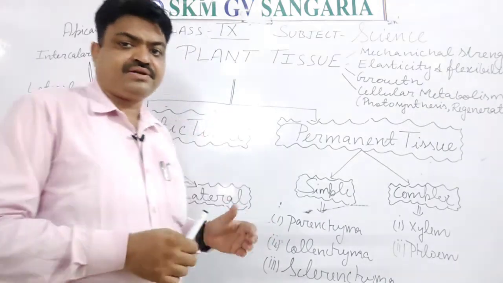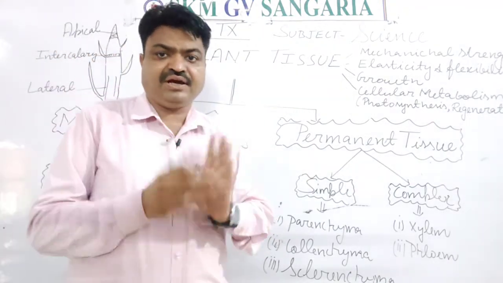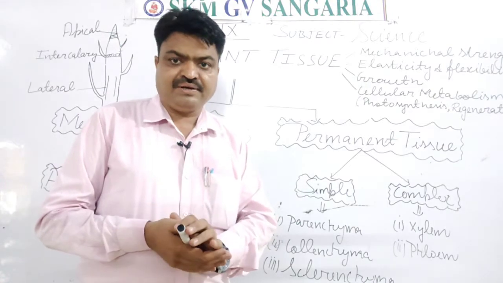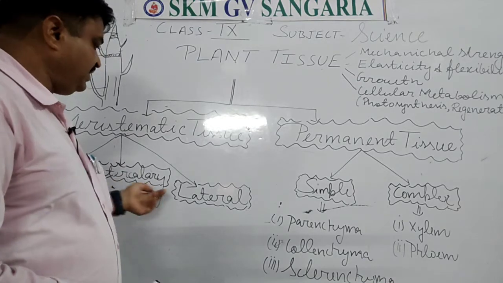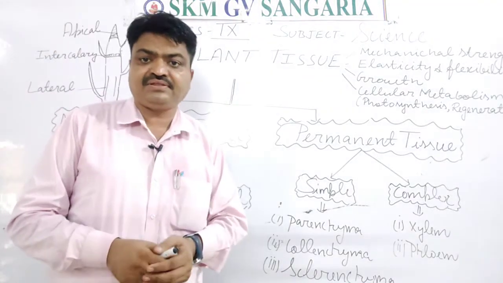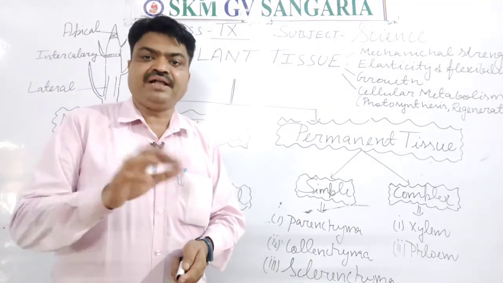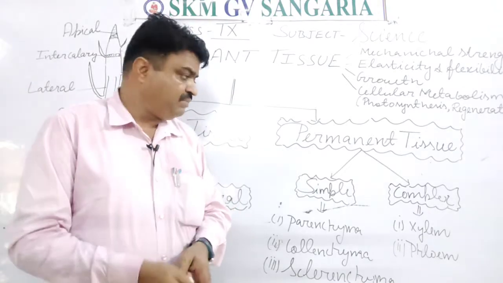So meristematic tissue is divided into three types. Student, and about this we will discuss: apical, intercalary, lateral. So these are the three types of the meristematic tissue. Now we come to the next.